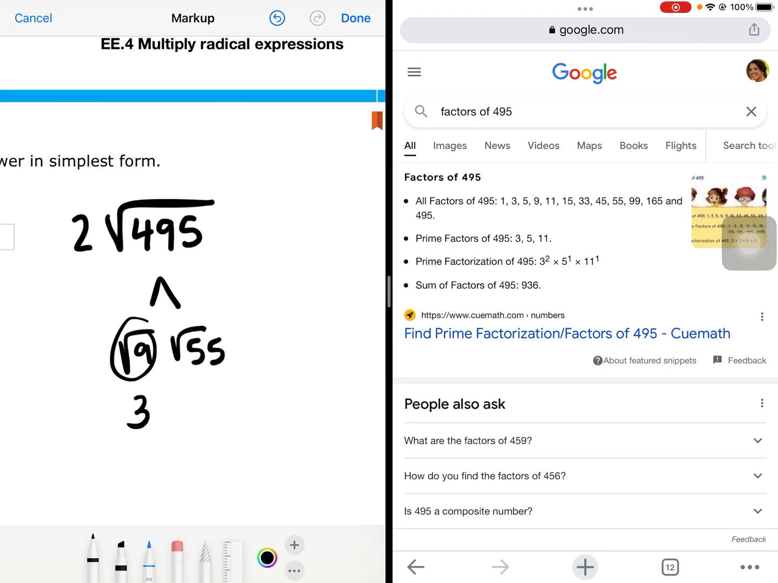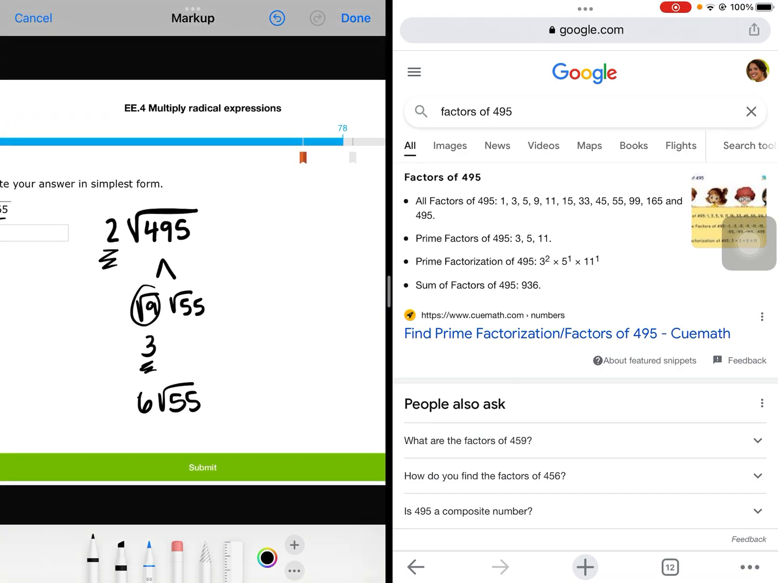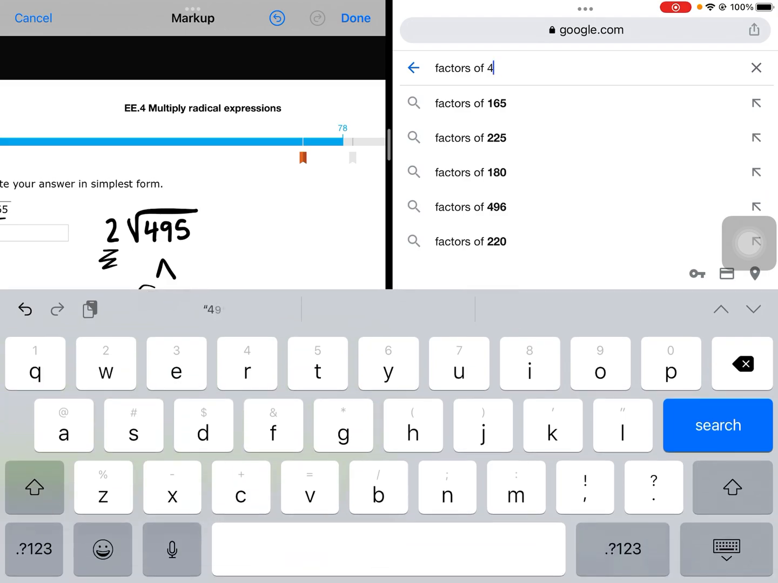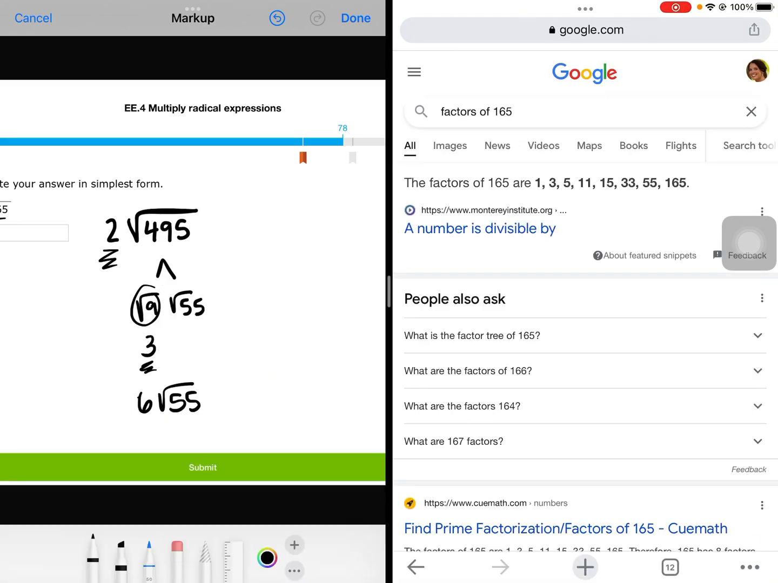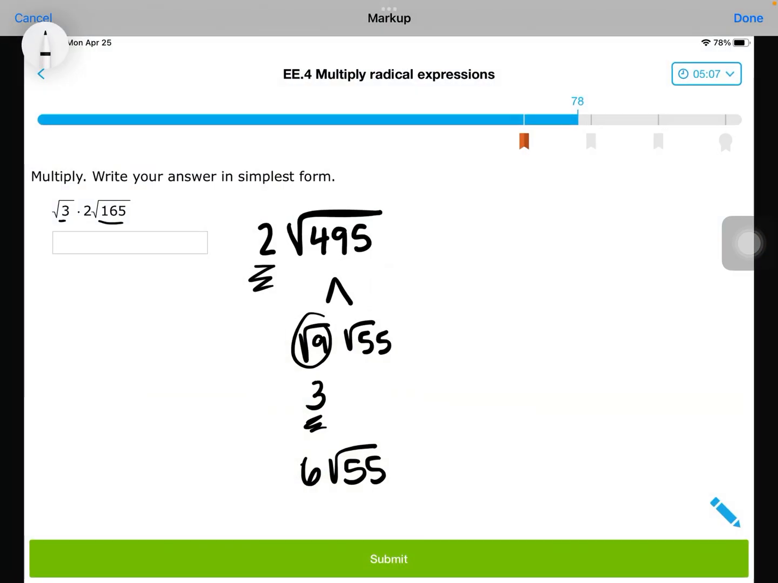The square root of 9 is 3. So I have 2 times 3, which is 6. And then I have 6 root 55. Now, if you didn't put them together, no, that doesn't work. This one, I guess you had to put them together because you couldn't simplify 165.